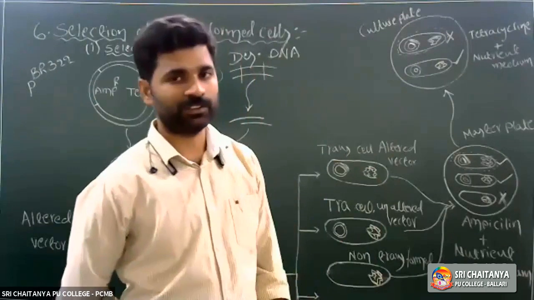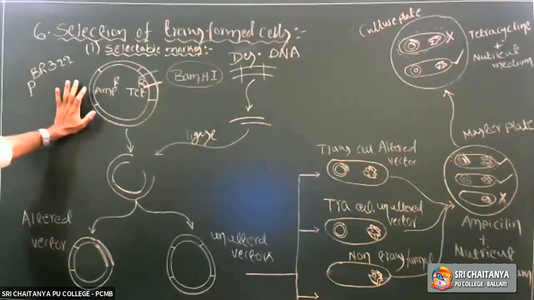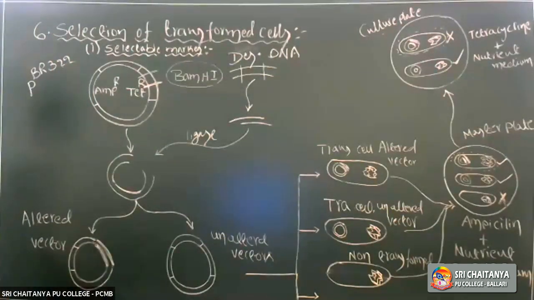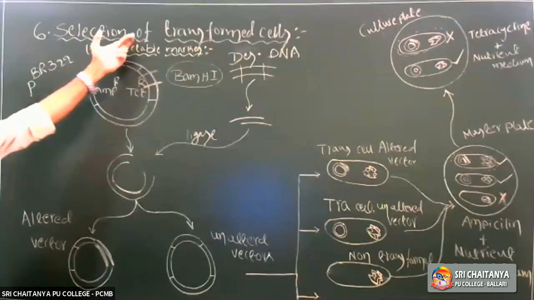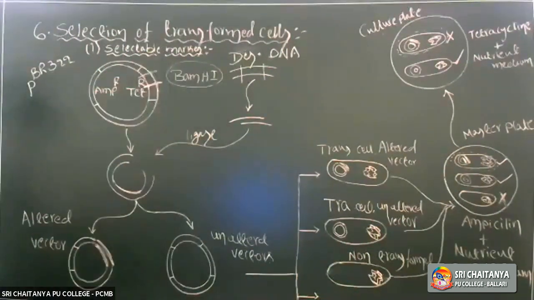Tetracycline resistant gene. Right? So you can take a screenshot now. The total information I gave here, I explained diagrammatically here. So it is better to take this schematic representation for the selection of transformed cells from the non-transformed cells by using selectable markers.